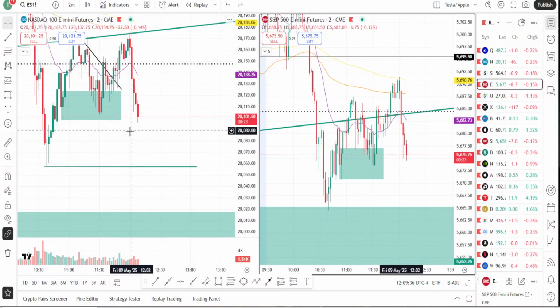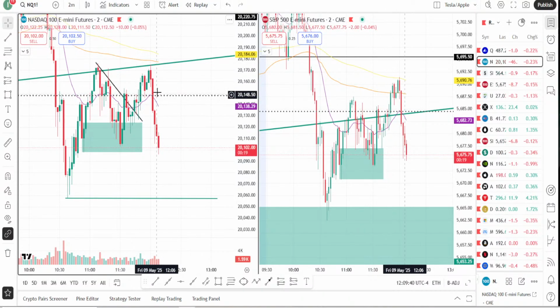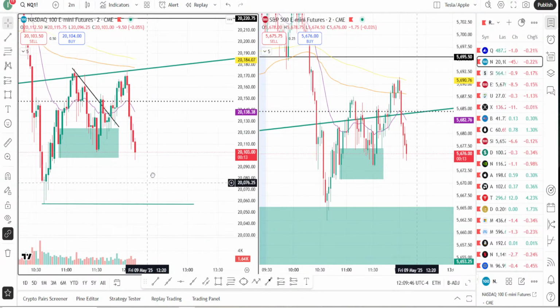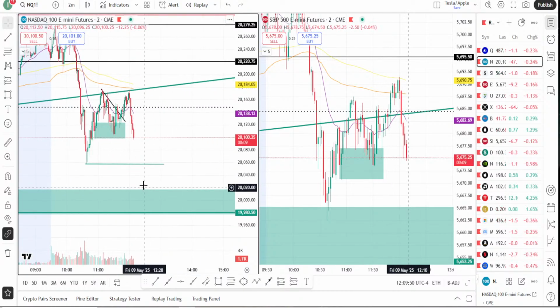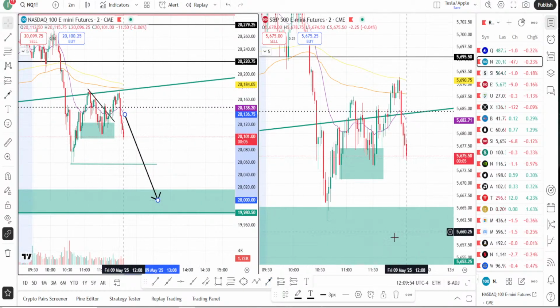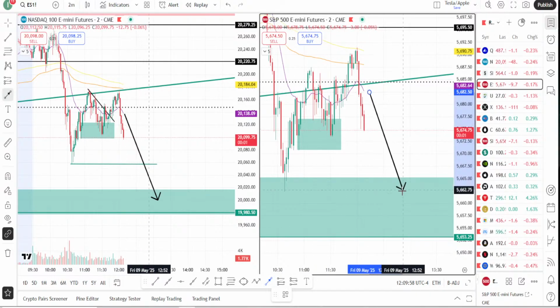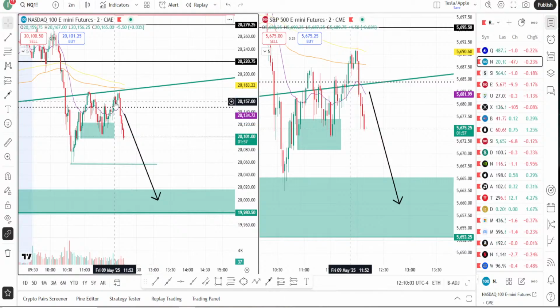Alright, yo, those calls did not work out. The market reversed here as it was pushing above yesterday's closing price, and now it's selling off. It's probably going to continue coming down now to this demand zone. Probably coming down here. So I'm going to call it a day.